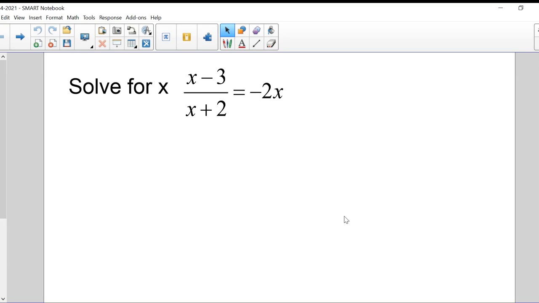Does anybody have any ideas, any thoughts? Times both sides by x plus 2, Noah says. And you're right. It's really cross multiplication. Then it will become a quadratic. Yes. Jeremy, you want to tell us something? Yeah, and it is the same as cross multiplication.